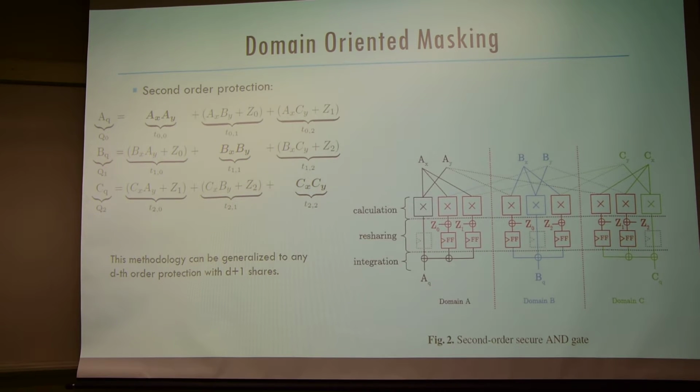Bit X is shared into AX, BX, CX in the three domains A, B, C. Y is the same: you split the secret S into 3 shares, and you also need some random numbers like Z0, Z1, and Z2. You need 3 random numbers. Then how can I reconstruct the X and Y values?